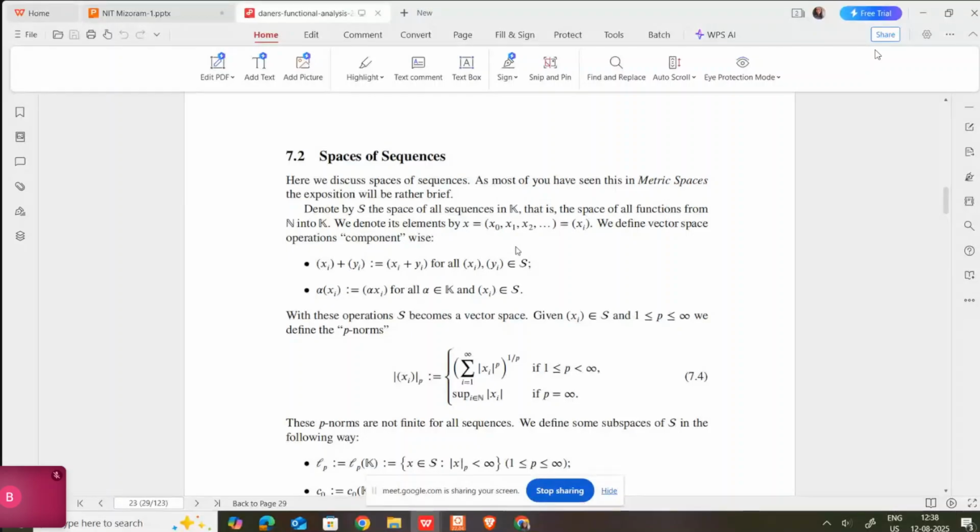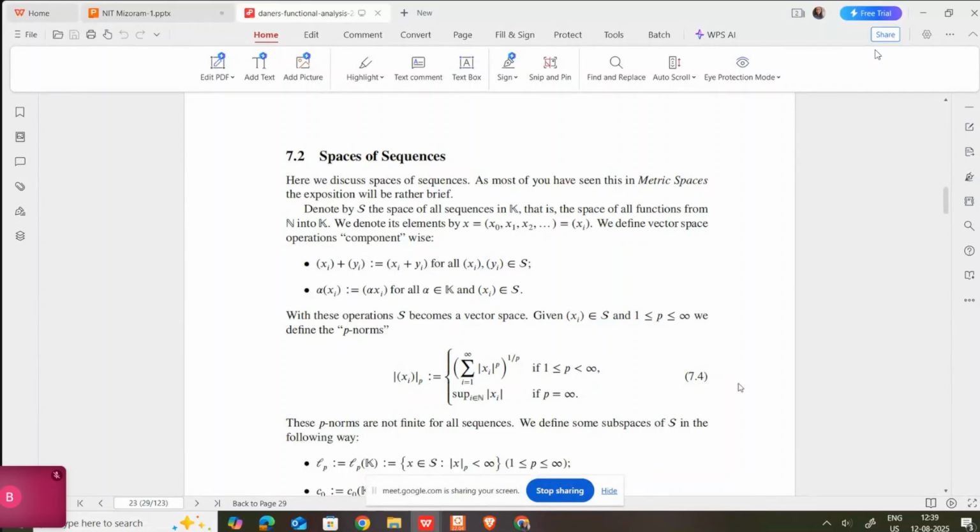How do you define the norm? He writes the p norm as one line. Normally, in many other books, they use two lines. The norm of x, you write it as summation i equal to 1 to infinity of mod xi raised to p, all raised to 1 by p, if p is not infinity. If p is infinity, you take it as a supremum. That is the L infinity space. These p norms are not finite for all sequences. That's what I was telling you.